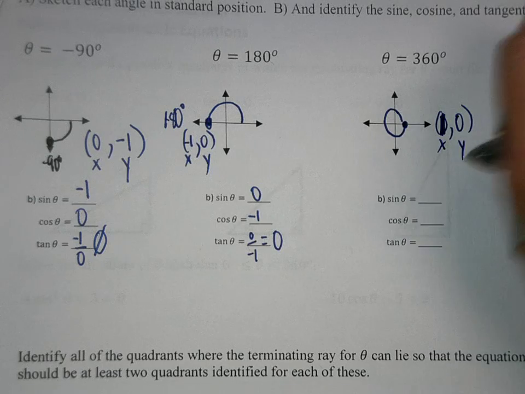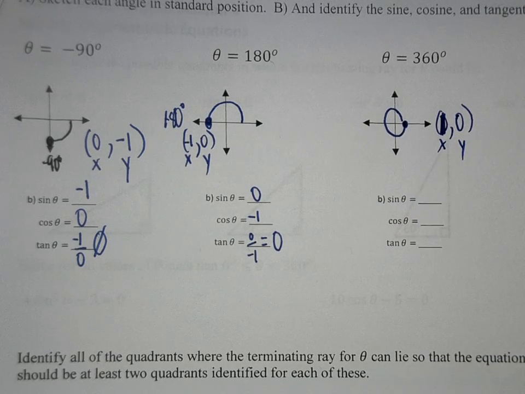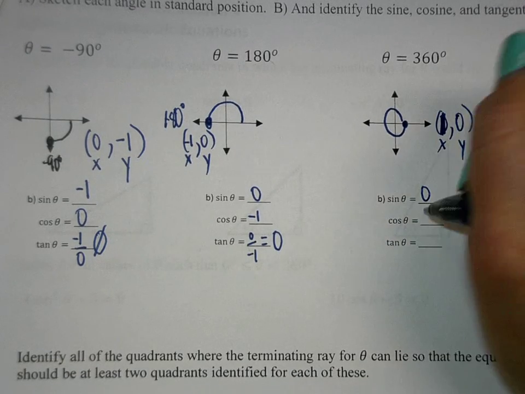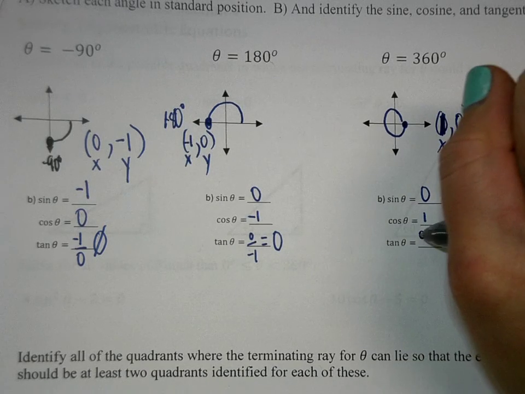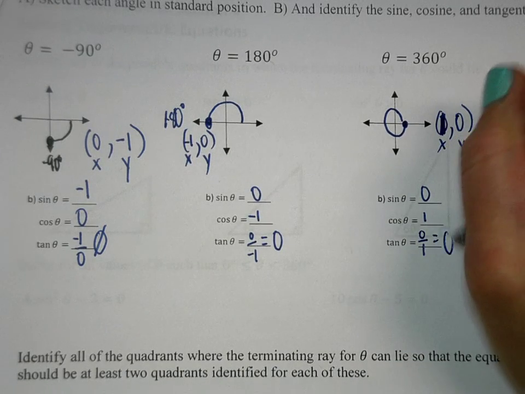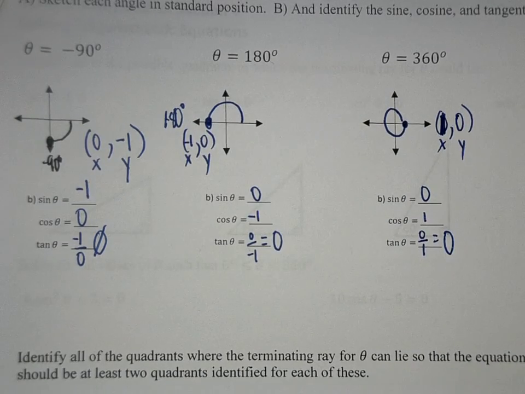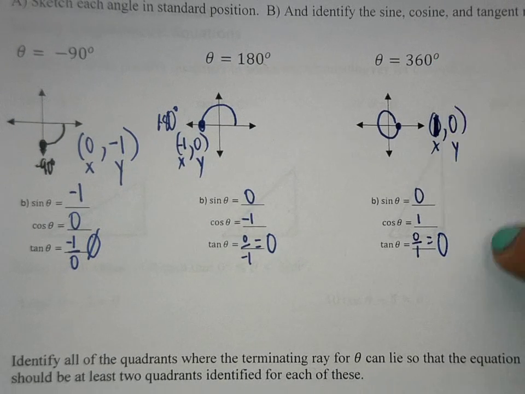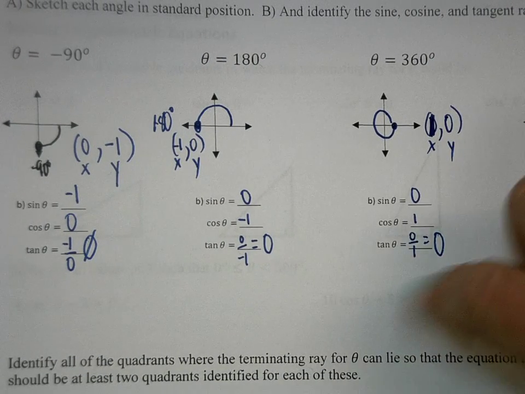What is my sine value? 0. What's my cosine? 1. And tangent would be 0 over 1, which does equal 0. So tangent of 360 degrees is 0. Okay, you wouldn't say it's 0 over 1. You'd actually say it's 0.